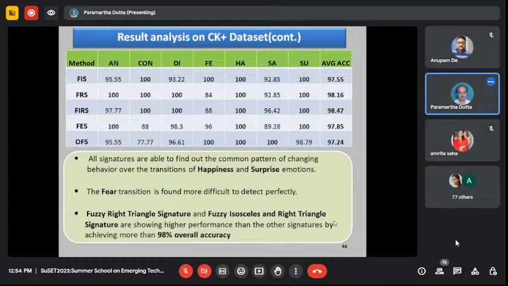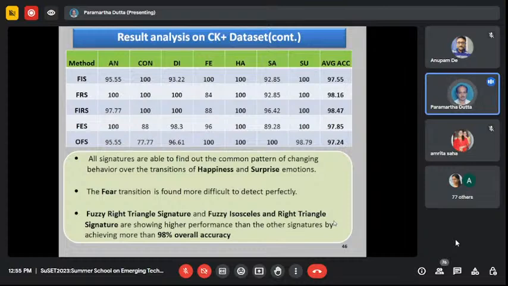Okay. So put the comparative analysis in text. What we get: all signatures are able to find out the common pattern of changing behavior over the transitions of happiness and surprise emotions. So this is what is revealed in this particular table that will be presented here.